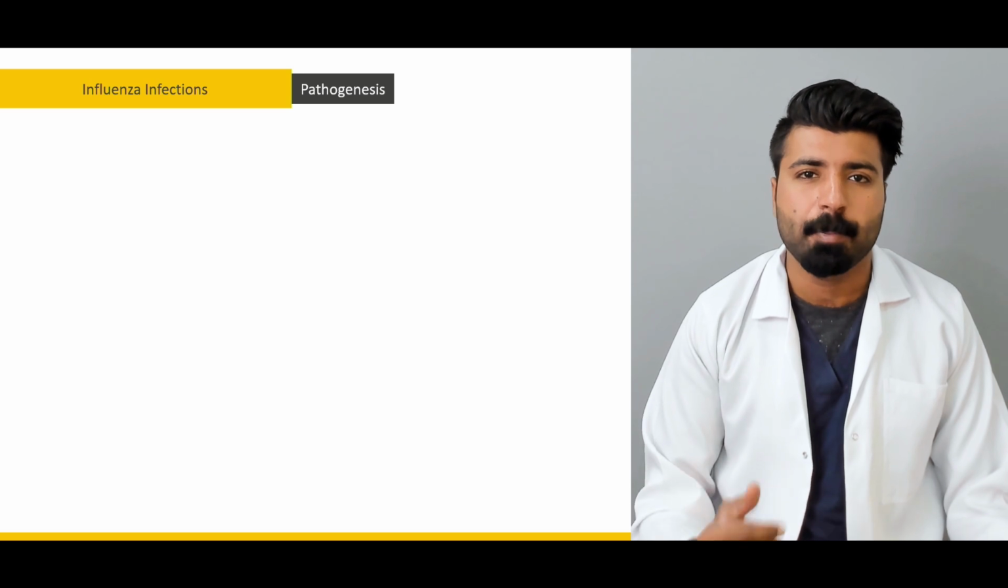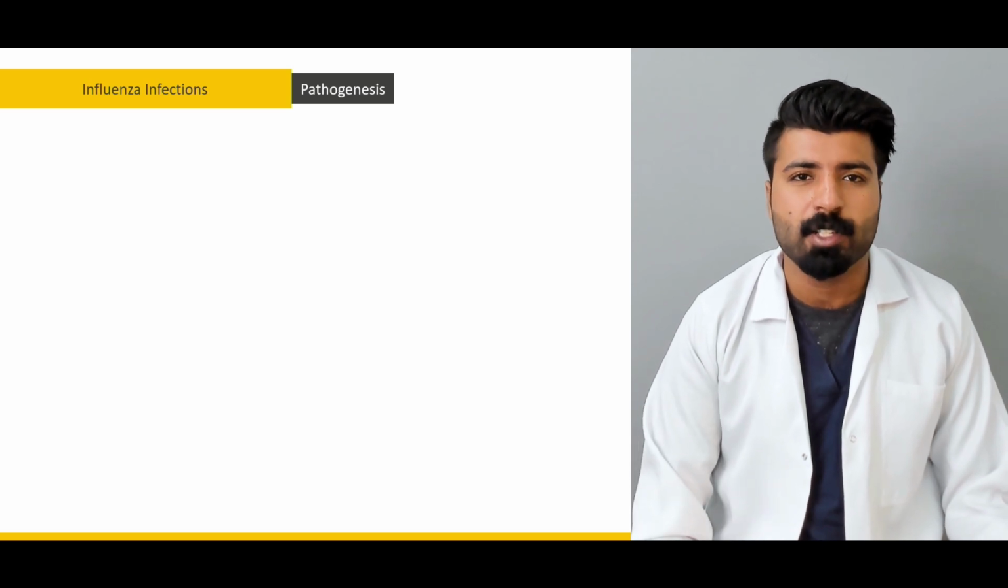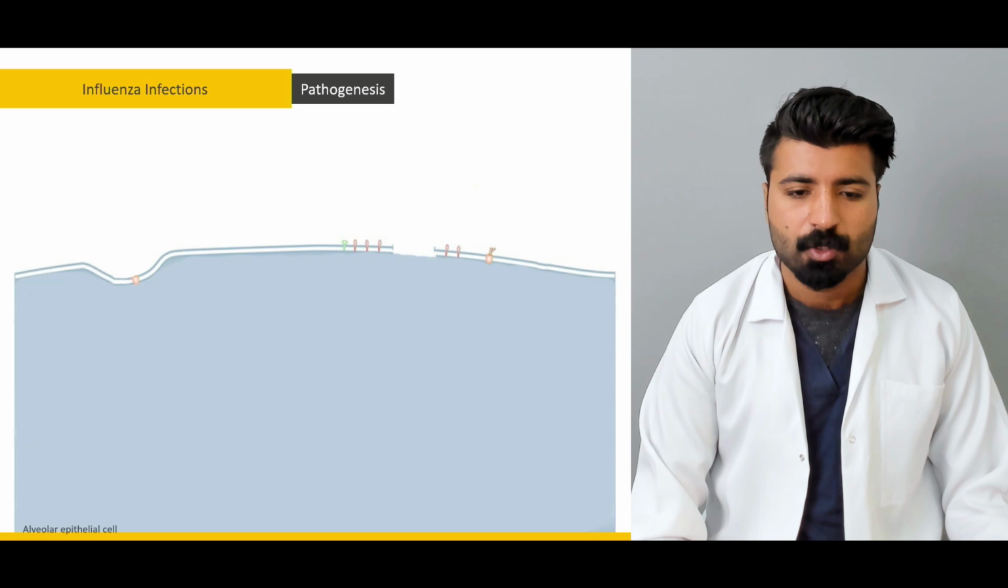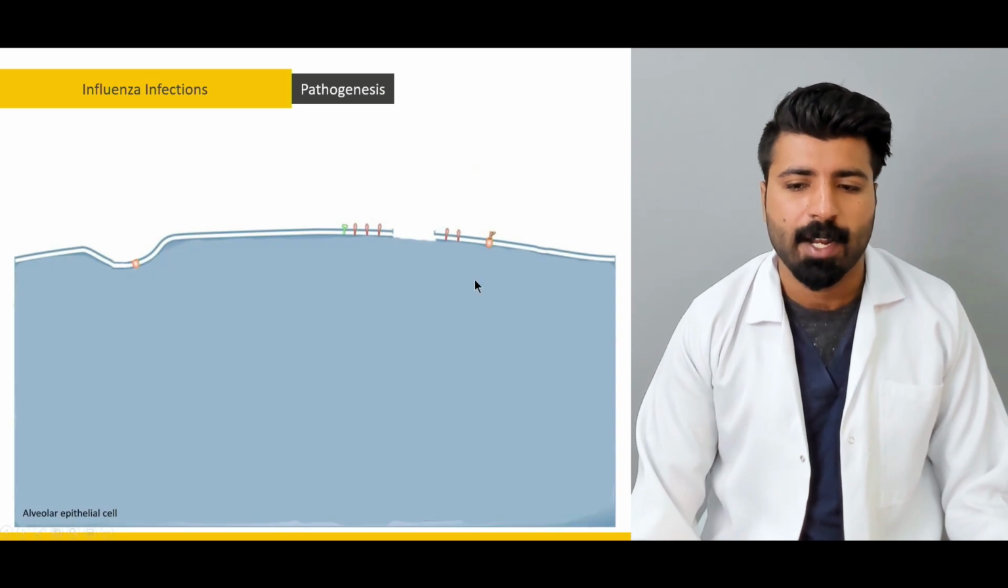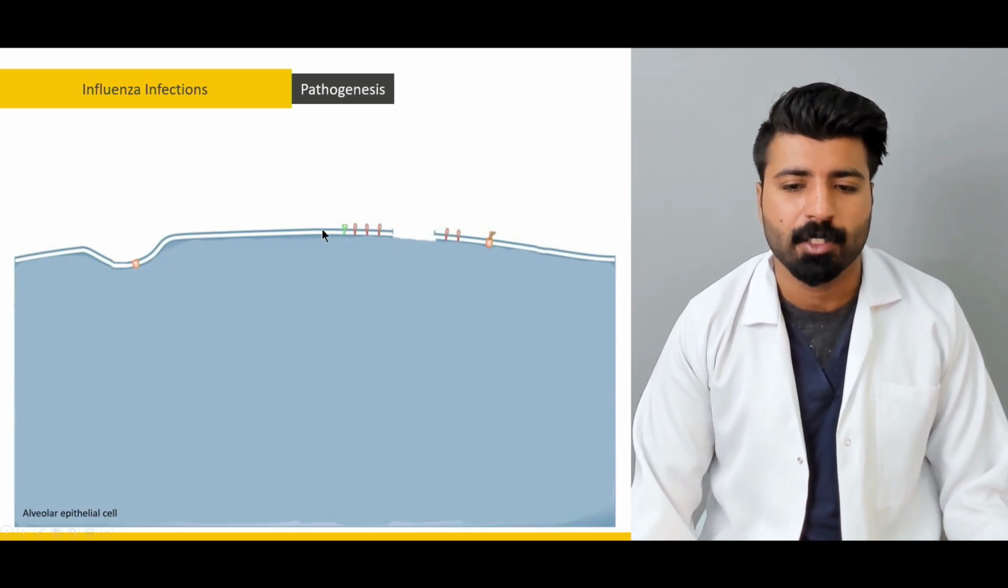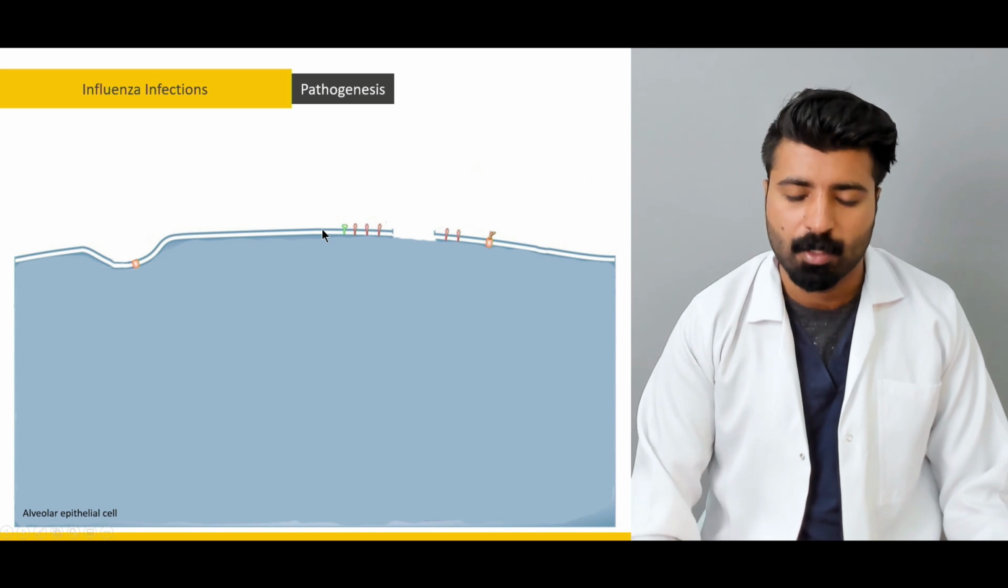So what happens in the pathogenesis of the influenza infection? Let's talk about it. This is a normal cell. It has its receptor. This is the cell membrane. Receptors are there to receive any kind of cell coming in.